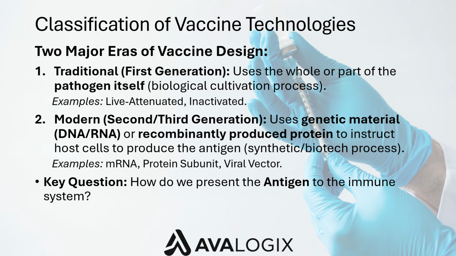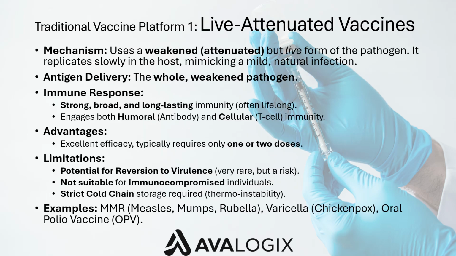As we move through the rest of the lecture, keep this simple classification in mind. Traditional equals the pathogen or its product. Modern equals the genetic blueprint. Let's begin with the classic method, the live-attenuated vaccine or LAV.